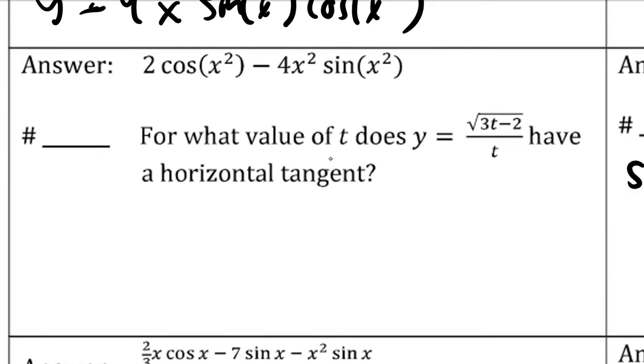Alright, well, the slope of a tangent line comes from the derivative, and to have a horizontal slope, you want the derivative to be 0. So we're going to need to find the derivative, set it equal to 0, and then solve for what time that happens. Solving for a horizontal tangent line is very common.